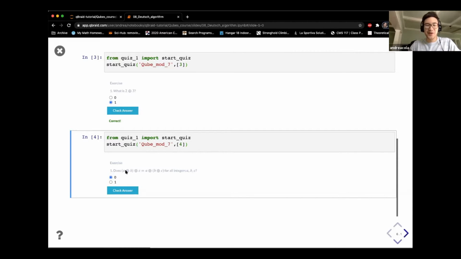So does it matter, if we have a XOR or sum of 3 things, the order in which we sum them? No, it doesn't matter. So the answer is that they're equal. The order does not matter. So these two quantities are the same.